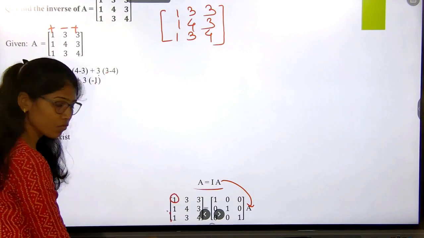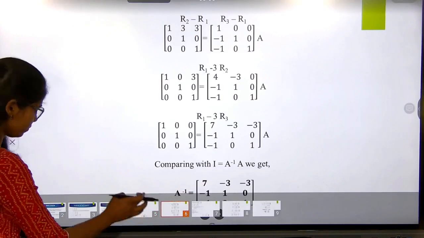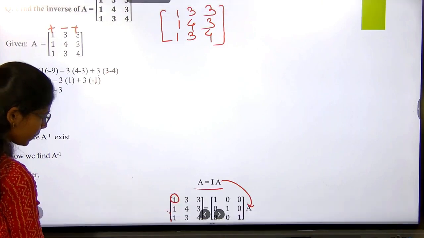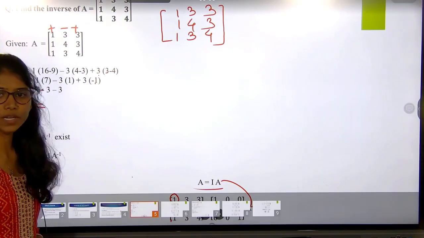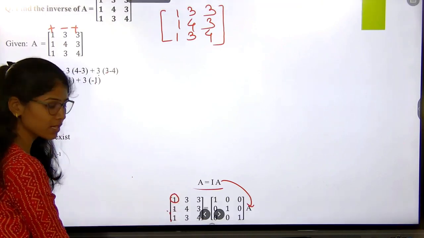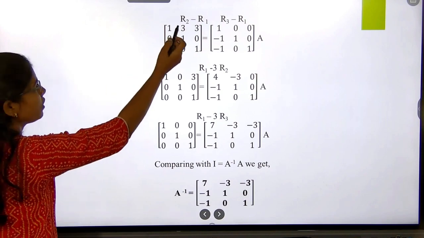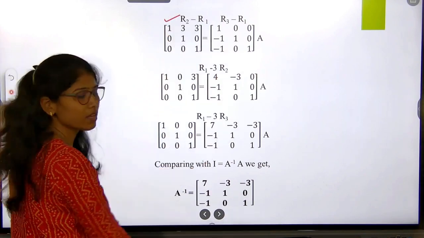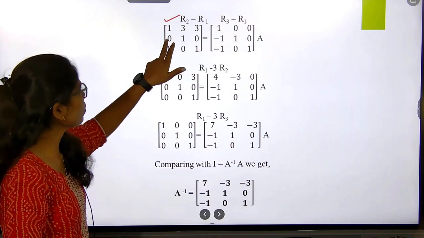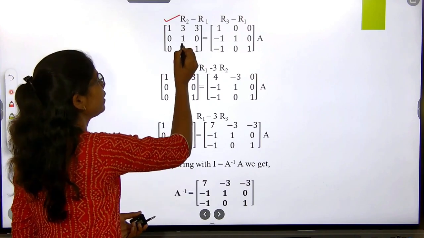The first leading entry is 1. So we have to make these other elements, this one and this one, 0. For that we use row operations R2 minus R1 and R3 minus R1. So after using these row operations R2 minus R1 and R3 minus R1, we get R1 as it is. After that your second leading entry should be 1.